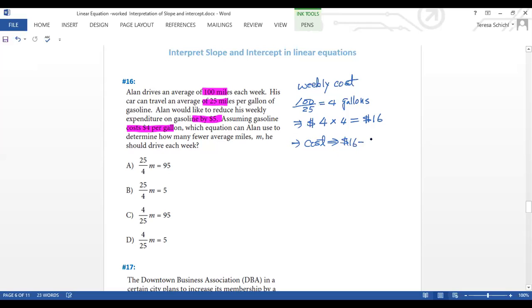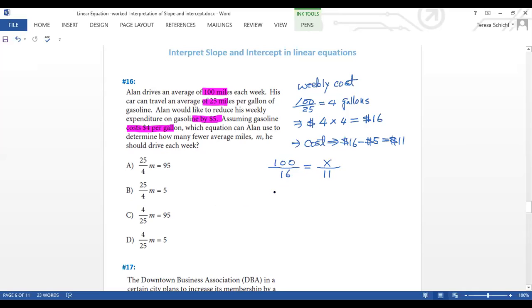That means this week he only wants to spend $11 on gas. Now how many miles does he need to drive on average? Okay, so here is how we set it up. We say 100 miles, he's going to spend $16. Now, here is how many miles, so it's x if he only wants to spend $11, correct?